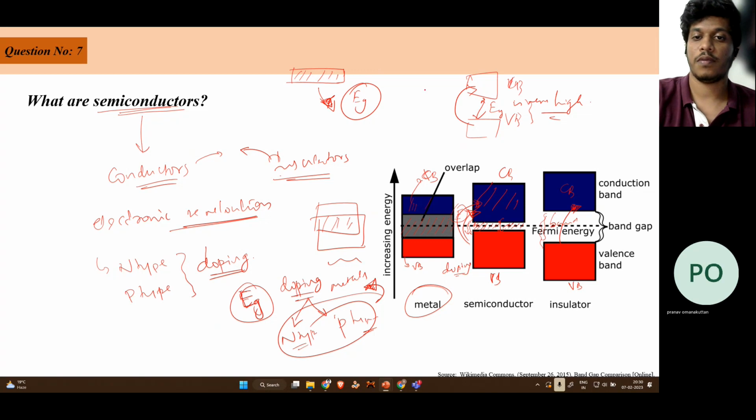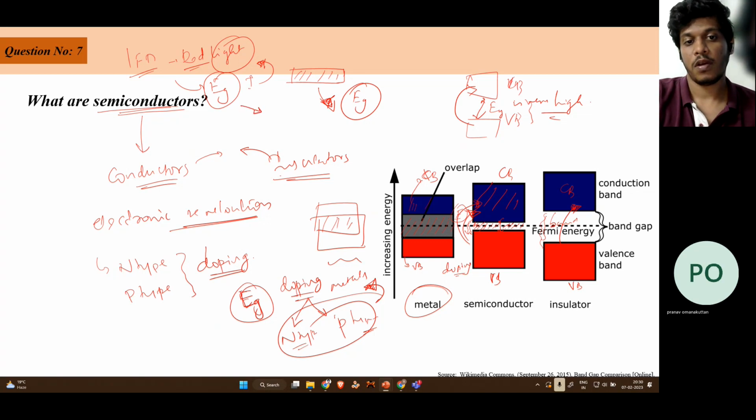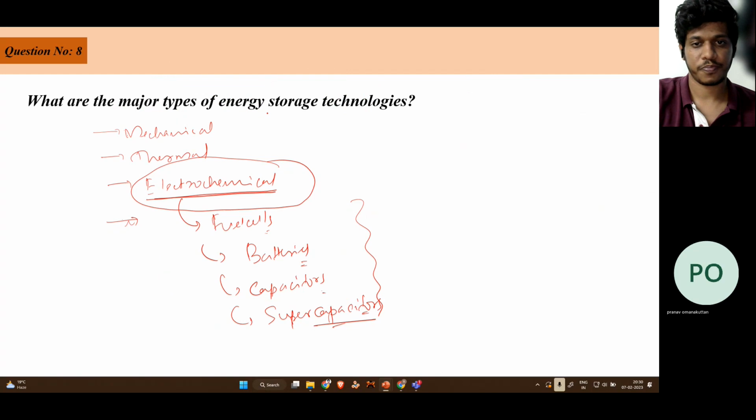Similarly, if you want to build an LED material that emits red color light, the corresponding band gap should be of a specific value, or else we won't get the required output, that is the red light. So we tune this band gap by doping it with certain materials and controlling this Eg to get specific band gap values. So these are basically the semiconductors.